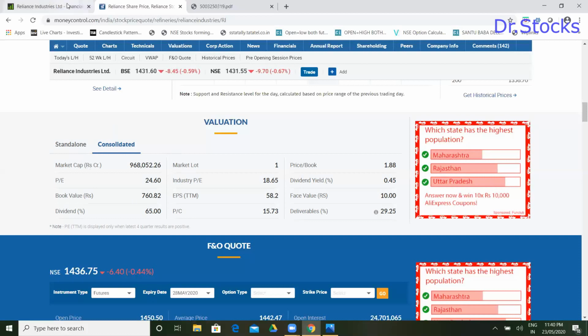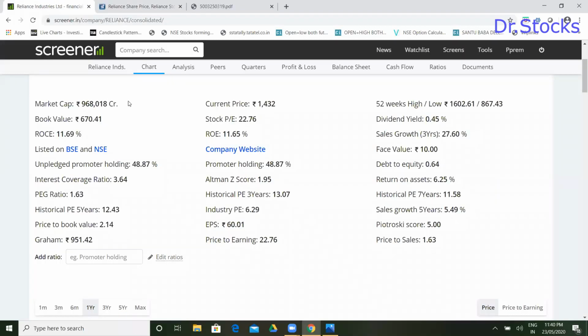I'm now moving to other things, like how the company is performing and what the flags are. Promoter holding is very good. They are holding close to 48.87 at this moment, and debt to equity is also fine, and the interest coverage ratio is also fine at this moment.